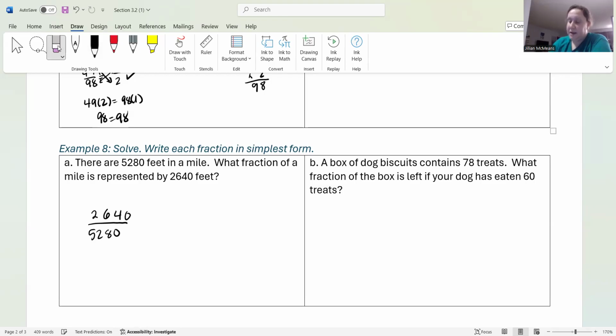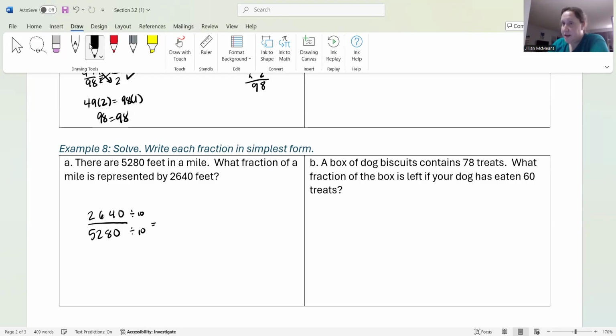So 2,640. Now, anytime numbers end in 0, they're divisible by 10. So we want to simplify this. And I know you're like, 4-digit numbers? You want us to simplify that? I'm not a monster. I swear this isn't so bad. So they're both divisible by 10.